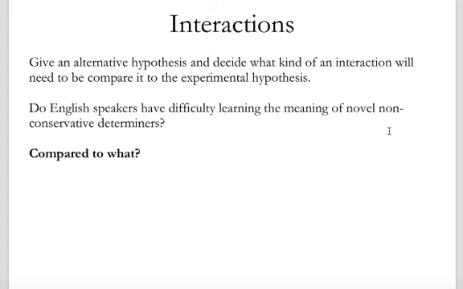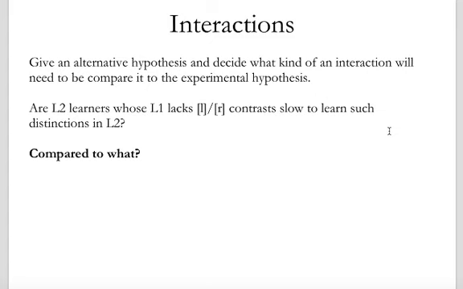So if this is an experiment about conservativity, we're probably going to want to change the conservativity aspect, but it might have been an experiment about cross-linguistic differences, in which case maybe we want to change the language of the speakers, or it could have been an experiment about something else. Okay, next example. Again, real life experiment that's been done.